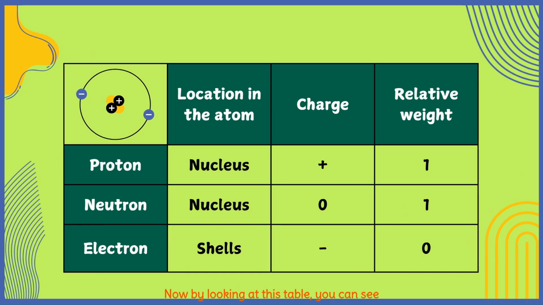So now by looking at this table, you can see that the protons and the neutrons are present in the nucleus of the atoms. However, the electrons are present in the shells which orbit around the nucleus. The charge of the proton is positive, the neutron is neutral, so its charge is 0, and the electrons are negatively charged, so the charge is negative. Both proton and neutrons have the relative mass of 1. Electrons are so small compared to protons and neutrons that we can ignore their mass and consider it as 0.